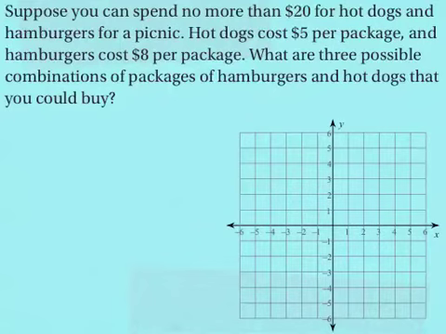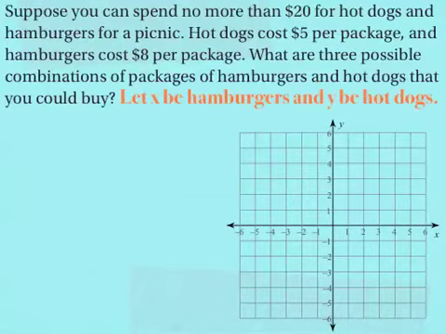I have enough information to write a linear inequality here. I know that I can spend no more than $20, so whatever I spend has to be less than or equal to 20. I'm going to go ahead and say that X is going to be hamburgers and Y is going to be hot dogs. So when I write my inequality, if X is hamburgers and Y is hot dogs, I would have 8X plus 5Y has to be less than or equal to 20.